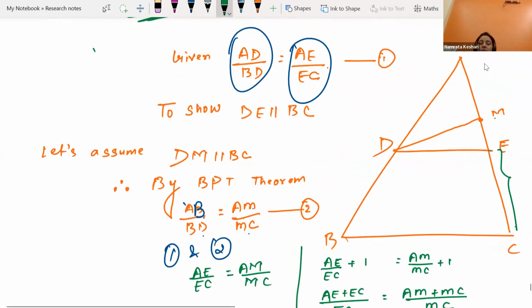Till now, we have proved that E and M are the same point. If E and M are the same point, then can we say DM parallel to BC means that DE parallel to BC? Yes or no? Yes. Okay, we can say that DM parallel to BC means that DE parallel to BC, and that's what we wanted to show. So we are done with the proof. Everyone getting it?